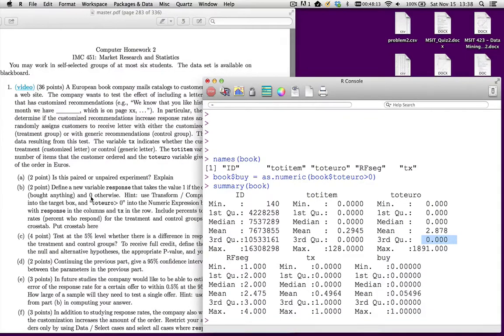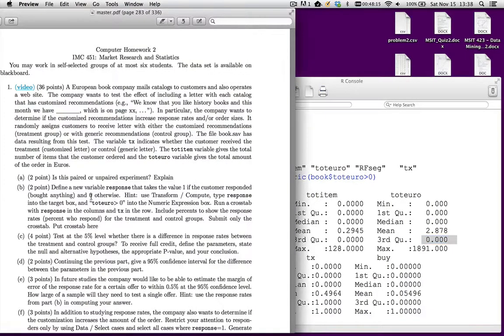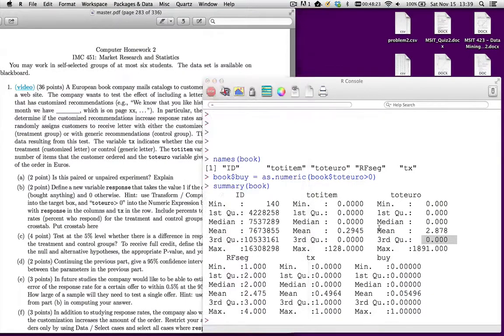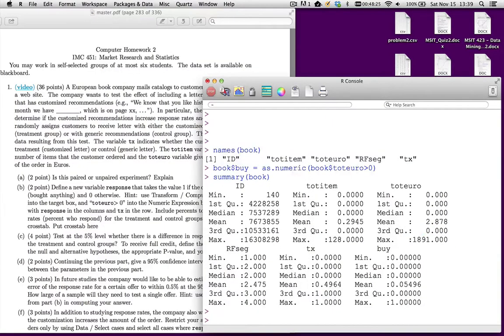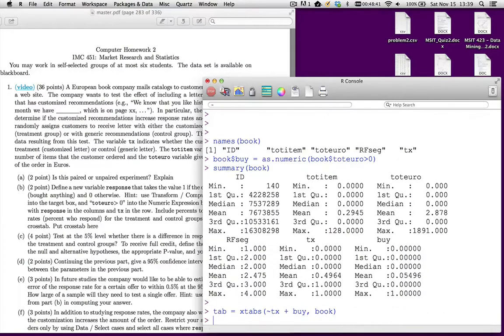All right, moving on. Define a new variable. Okay, we just did that. We have to run a crosstab of response in the columns and tx in the rows. So there's a couple ways to make crosstabs. Let's use xtabs. I give it a formula, so tilde tx plus buy. And the data set is book.